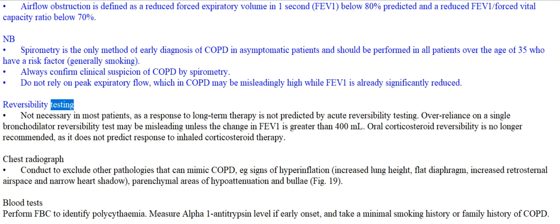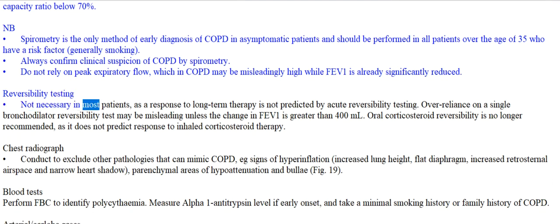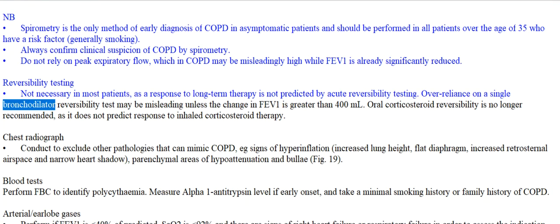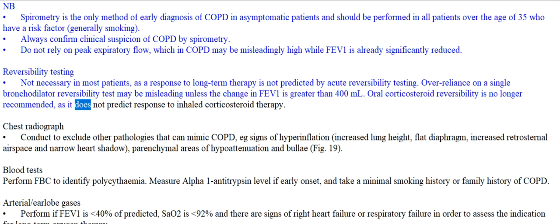Reversibility testing. Not necessary in most patients, as a response to long-term therapy is not predicted by acute reversibility testing. Over-reliance on a single bronchodilator reversibility test may be misleading unless the change in FEV1 is greater than 400 ml. Oral corticosteroid reversibility is no longer recommended, as it does not predict response to inhaled corticosteroid therapy.